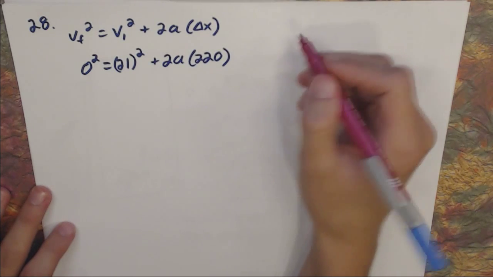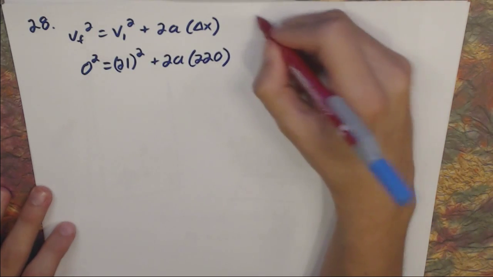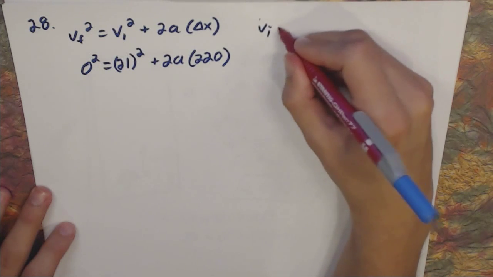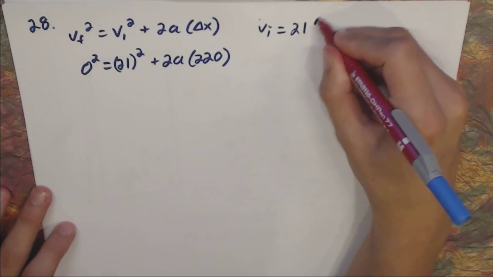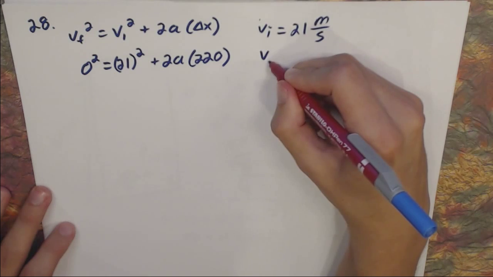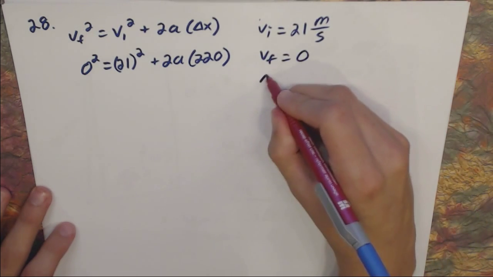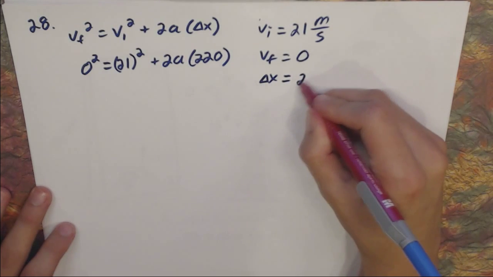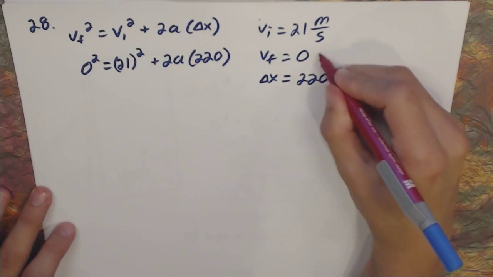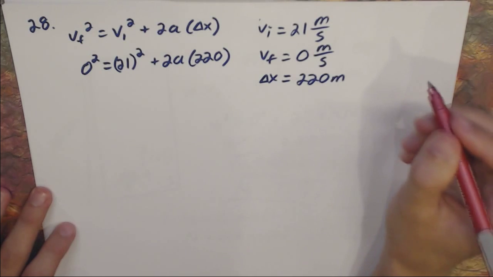I should probably write these all down. So the initial equals 21. The final 0, delta x equals 220. Getting lazy with my units.